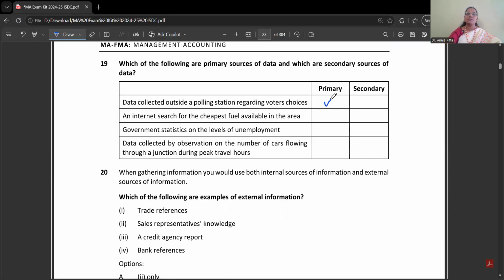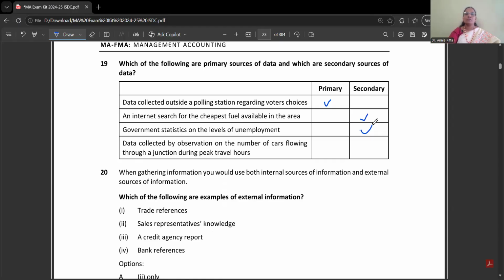An internet search for the cheapest fuel in the area. Whatever is already uploaded on the internet has already been collected by someone else. Since the cheapest fuel price is already present on the internet, it was collected by someone and published or posted there. On that note, that becomes secondary data. Government statistics on the level of unemployment: the government has collected this and then published the data. So this becomes secondary data.